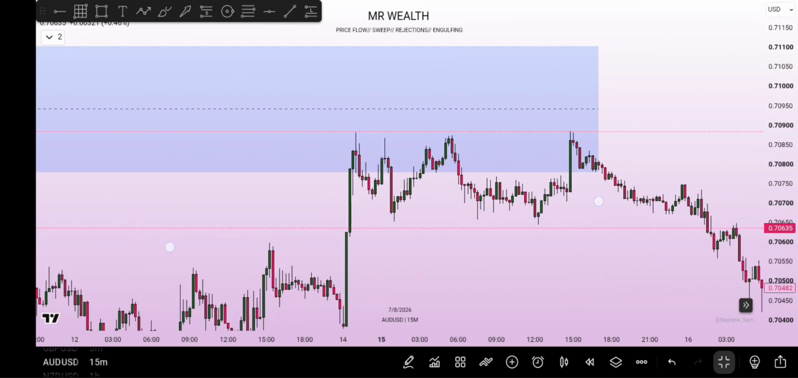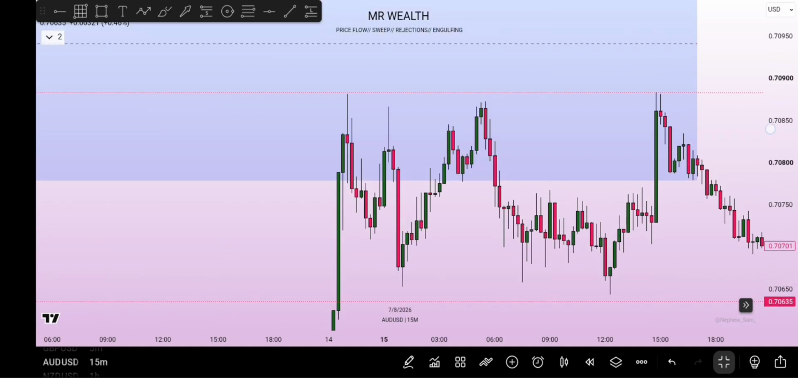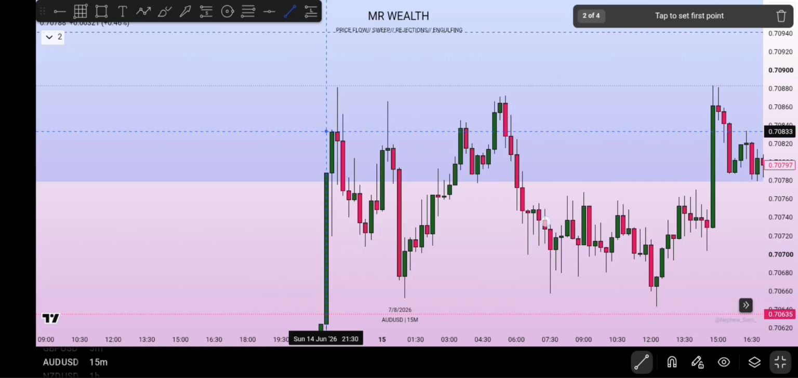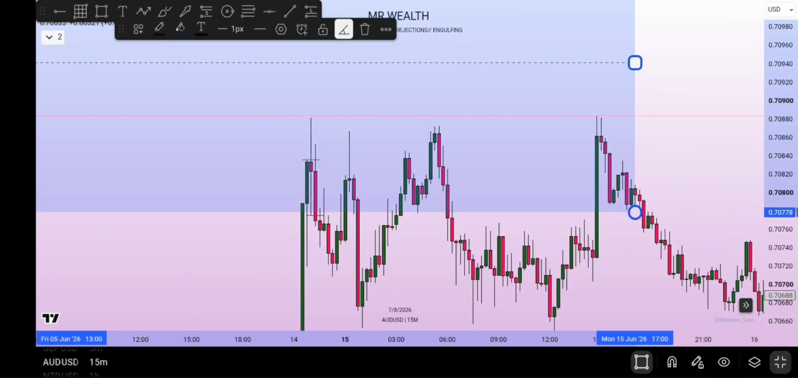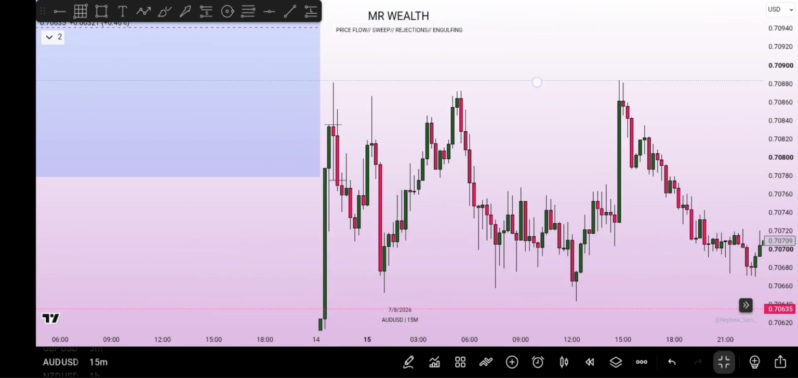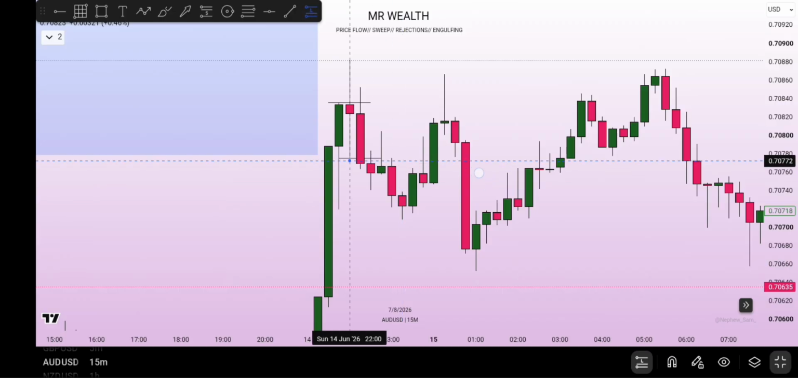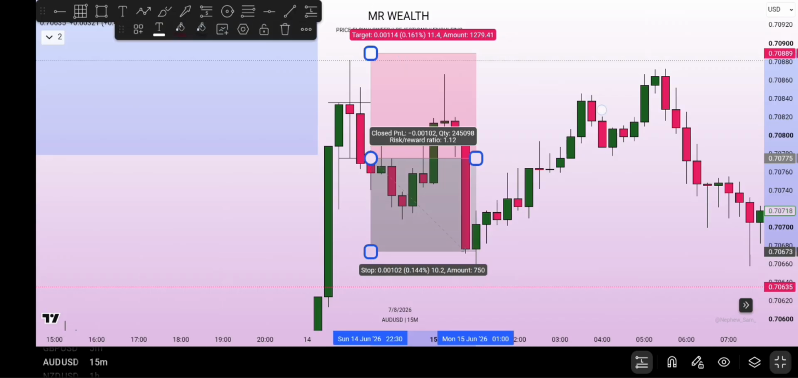So this is the 15 minutes time frame. There was a sweep here, and price broke below it and came back to retest it. That candle is enough. Then you set your entry right here and your stop loss above it a little bit.